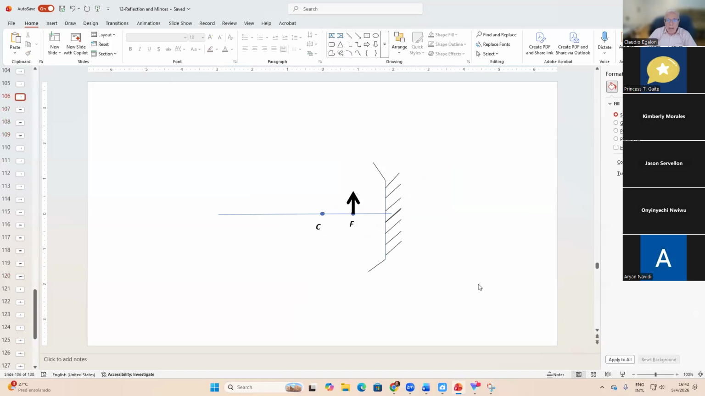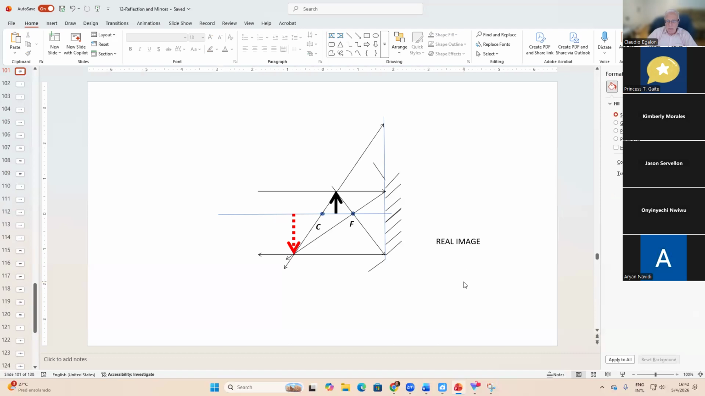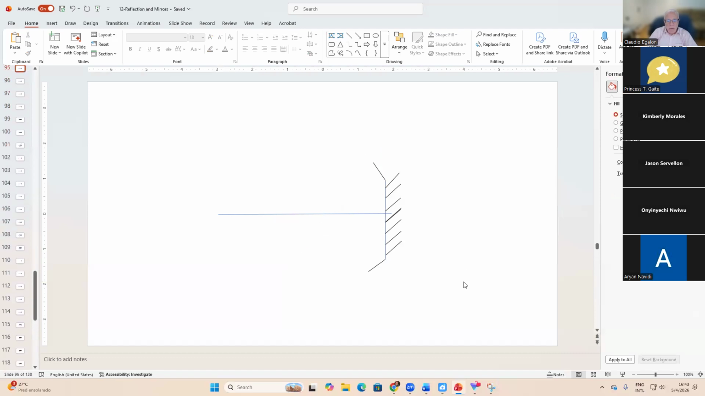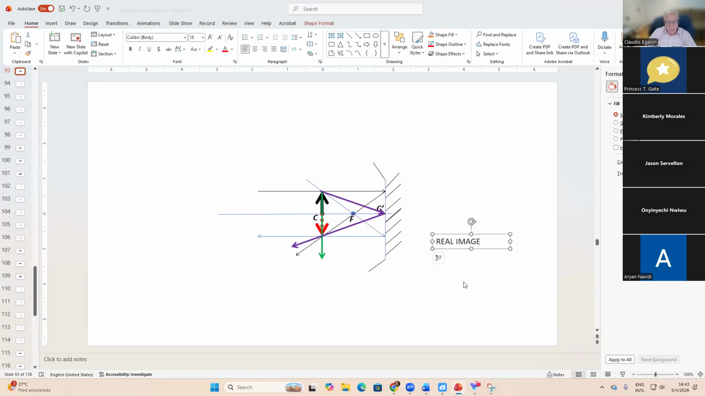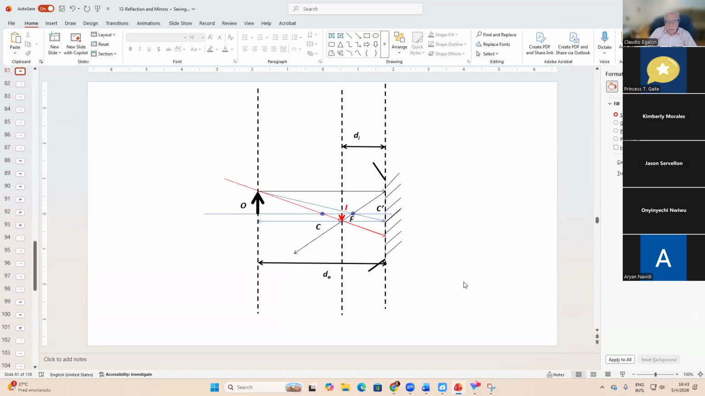The other one, in which the image is formed in front of the mirror, we call it real image. If one is virtual, the other is going to be real. All the others are going to be real images as well. This one is also a real image. This one is also a real image. Okay.